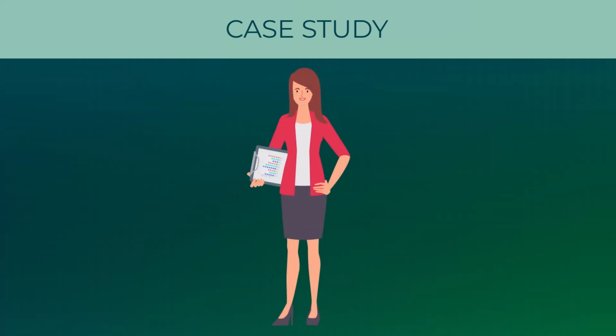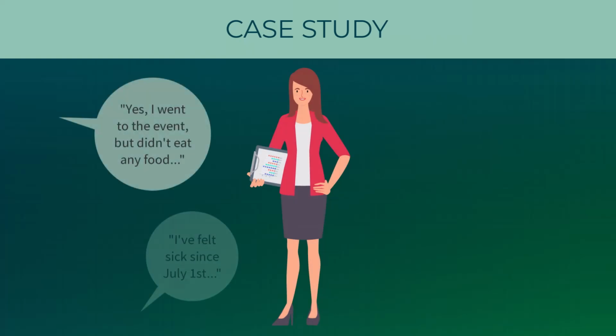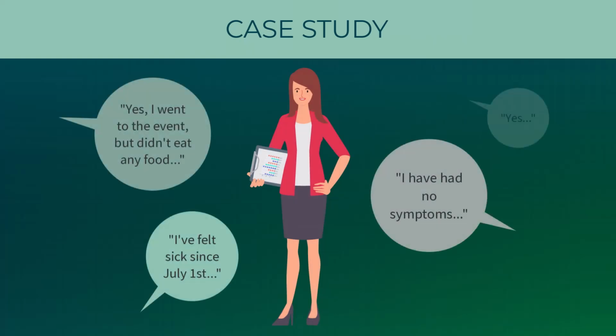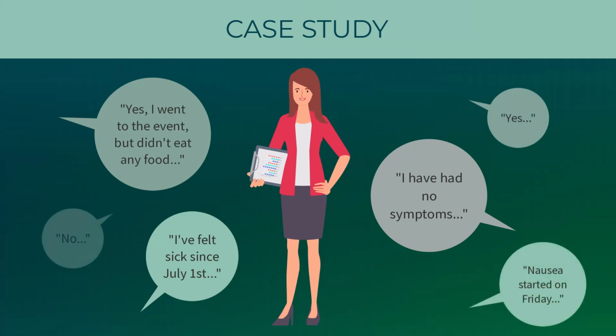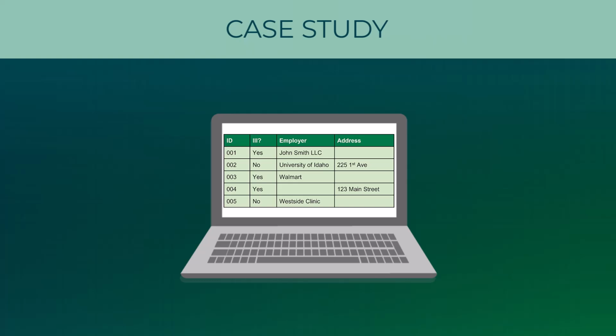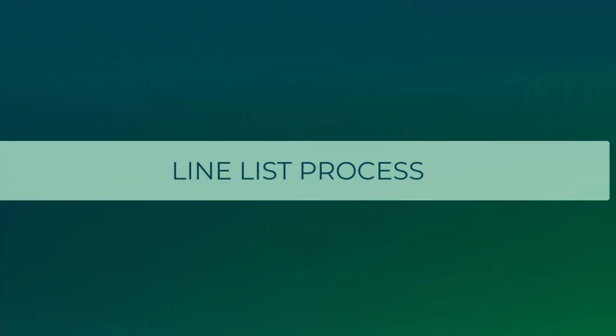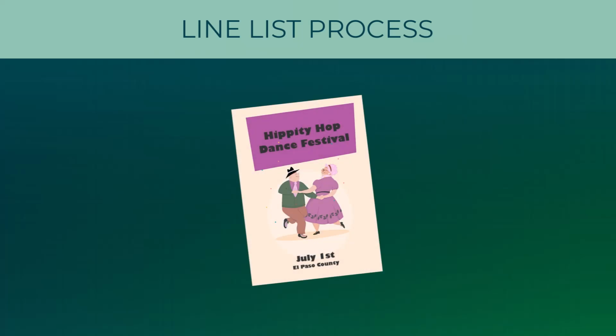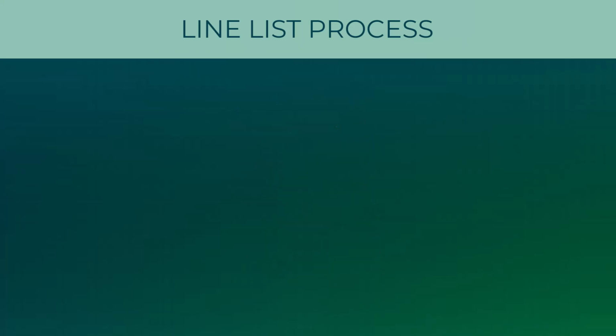The epidemiologist knew that they would need a good way to quickly summarize and analyze the data they would receive from the interviews. So they decided to set up a line list. We are going to create a line list as part of the investigation of the foodborne illness outbreak reported at the Hippity Hop Dance Festival.